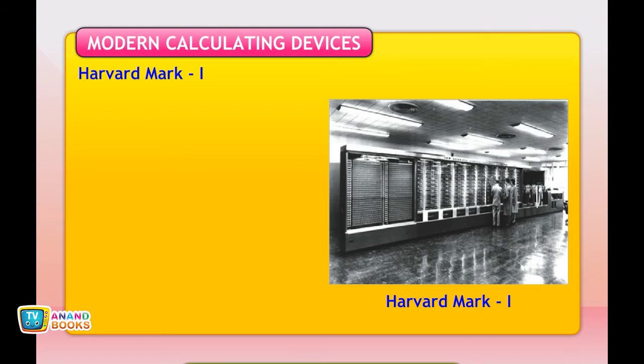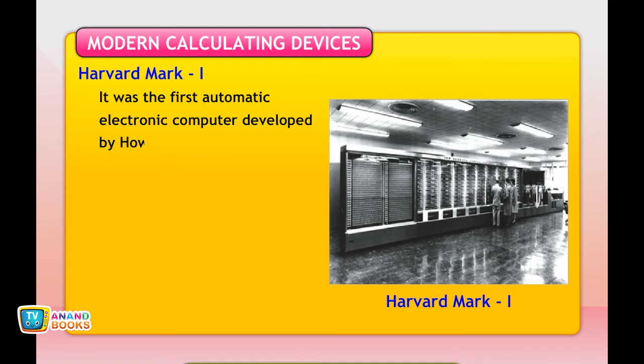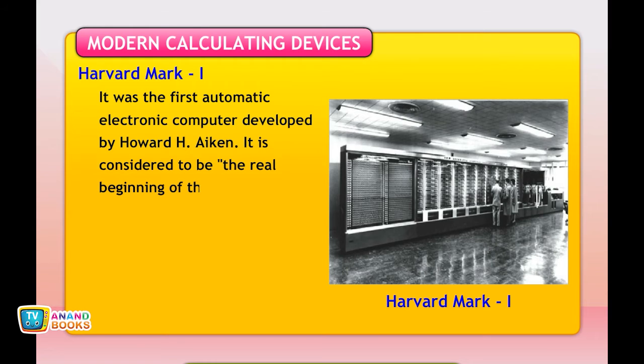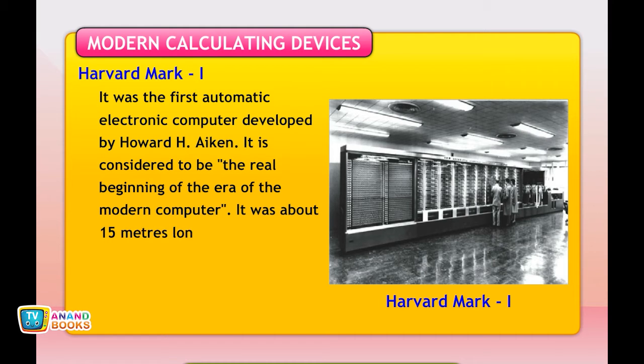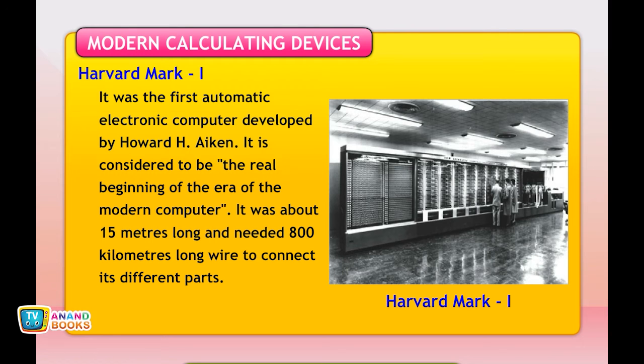Harvard Mark I. It was the first automatic electronic computer developed by Howard H. Aiken. It is considered to be the real beginning of the era of the modern computer. It was about 15 meters long and needed 800 kilometers long wire to connect its different parts.